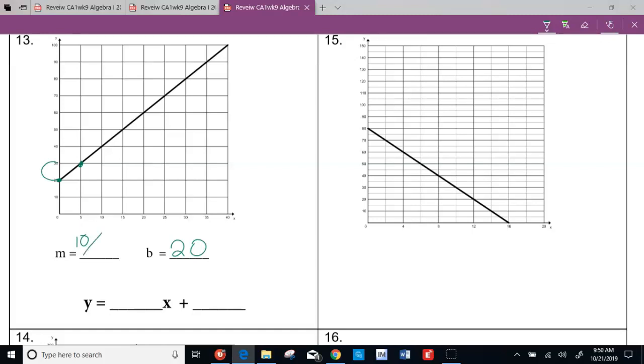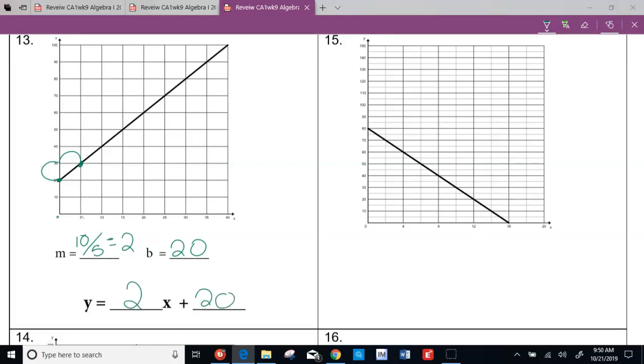Remember to count your units, just do not count squares. And then it went over one box, which is in this case 5 units. So from 0 to 5. 10 divided by 5, that's 2. So my equation is y equals 2x plus 20.